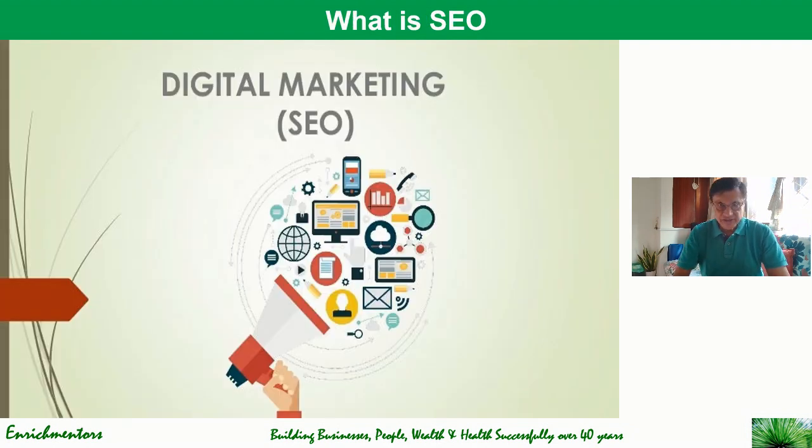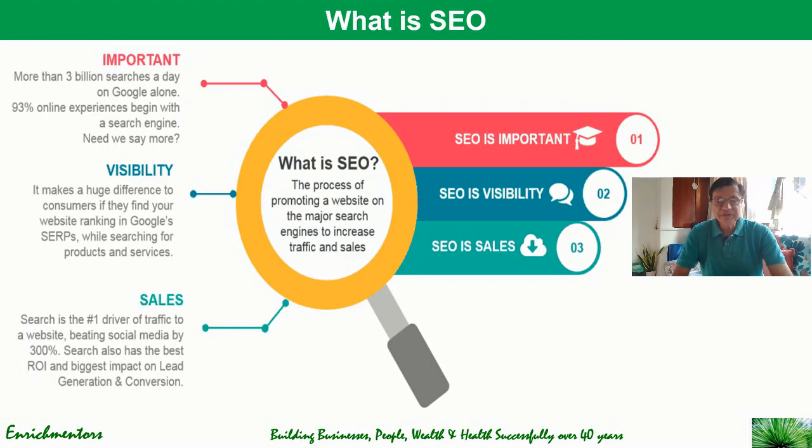So let's look at what SEO is, what digital marketing means in terms of search engine optimization. Any thoughts? So search engine optimization is basically the process of promoting a website on major search engines to increase the traffic and the sales. And it is an important digital marketing media because more than 3 billion searches happen a day on Google alone. 93% of online experiences begin with a search engine. And do we need to say anything more? Aren't these two good enough factors?